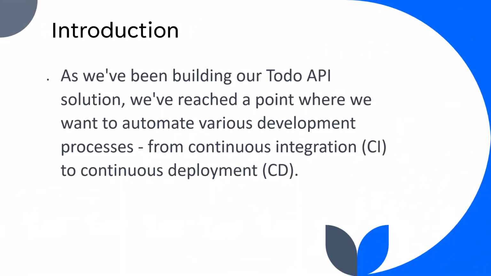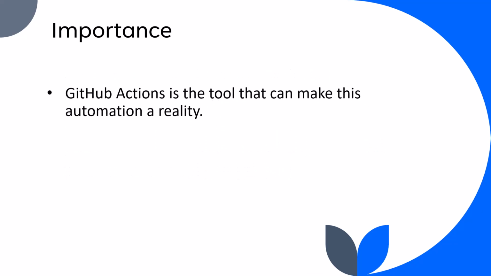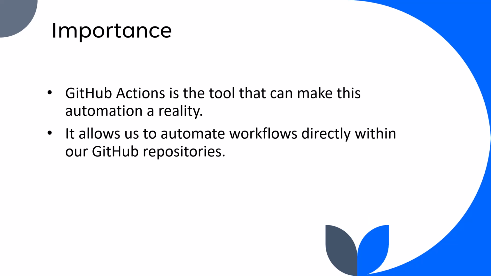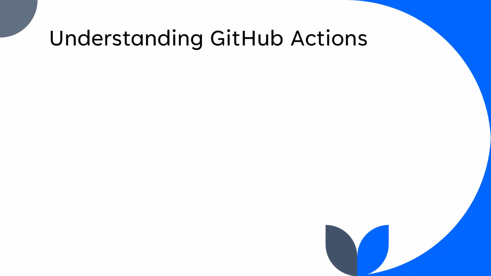Welcome back, everyone. In this lecture, we are going to delve into a pivotal aspect of modern software development, that is GitHub Actions. As we have seen, we have been building our to-do API solution. We have reached a point where we want to automate various development processes, from continuous integration to continuous deployment. So GitHub Actions is the tool that can make this automation a reality. That is the importance of GitHub Actions. It allows us to automate workflows directly within our GitHub repositories.